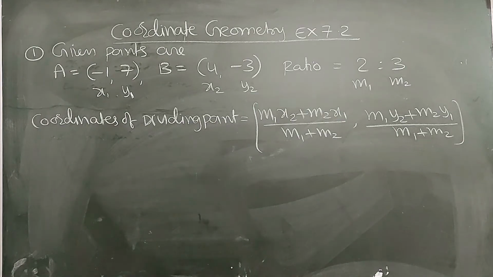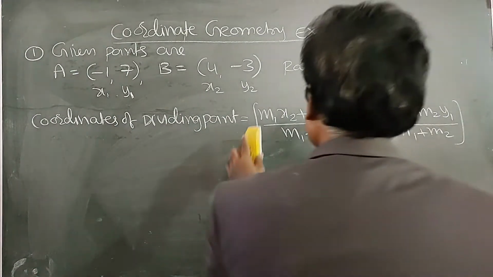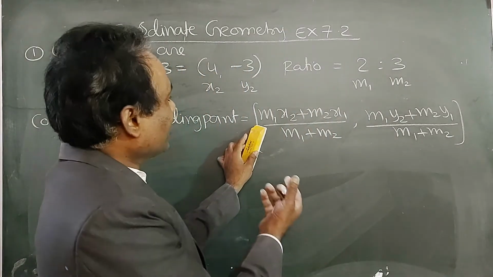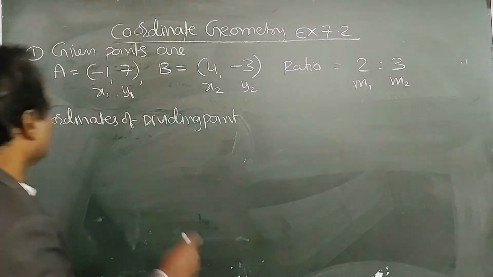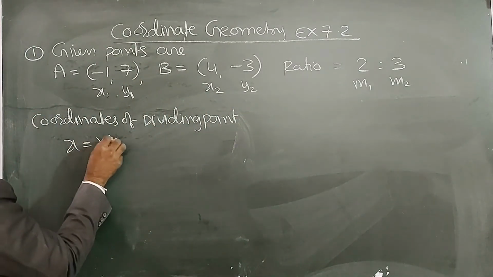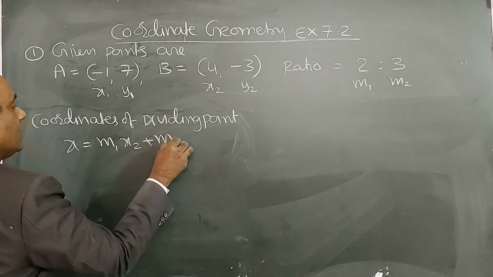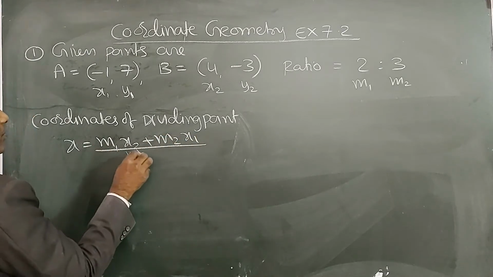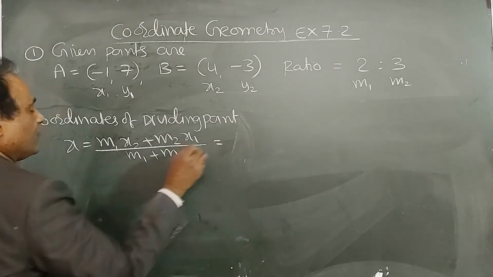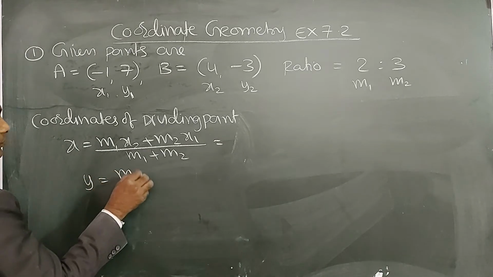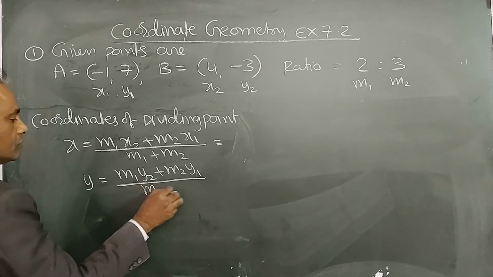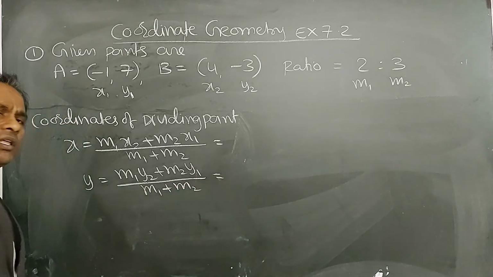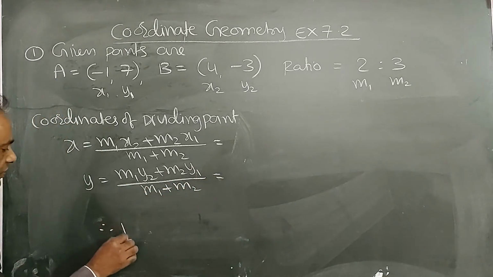Or else, if you have any confusion in writing directly, you take separately. Separately you find and substitute here. So like this, x is equal to (m1x2 plus m2x1) by (m1 plus m2). Like this you can separately find, and then write the answer.